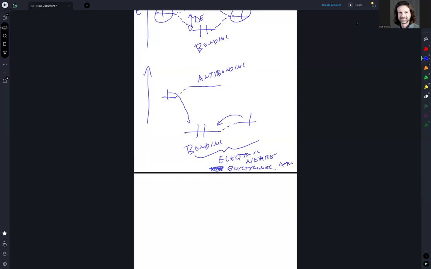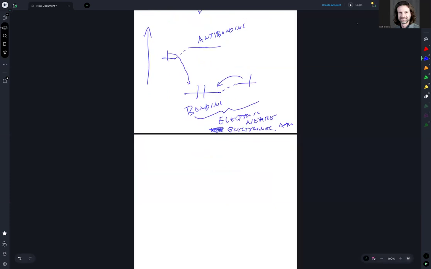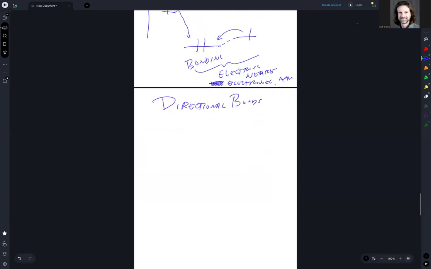So in this fashion, you can get a combination of bonding, and so covalent and ionic bonding. It's also worth pointing out that covalent bonding, unlike ionic, is directional in nature. For example, water.